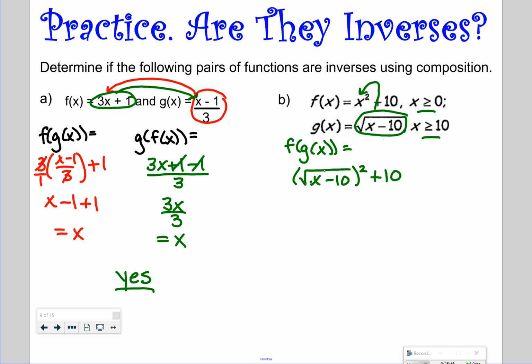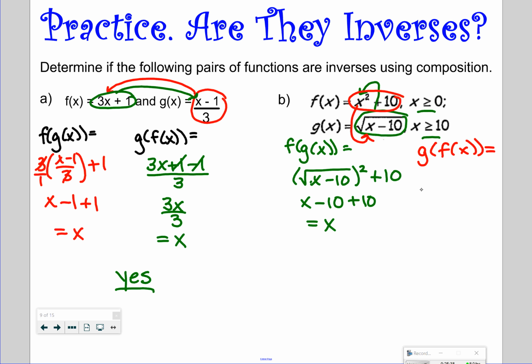The squared and the square root will cancel, leaving me with x minus 10 plus 10, and then my 10s cancel and I get an x. So far so good. Let's look the other direction. If I take x squared plus 10 and plug it into function g. So this is g of f of x.